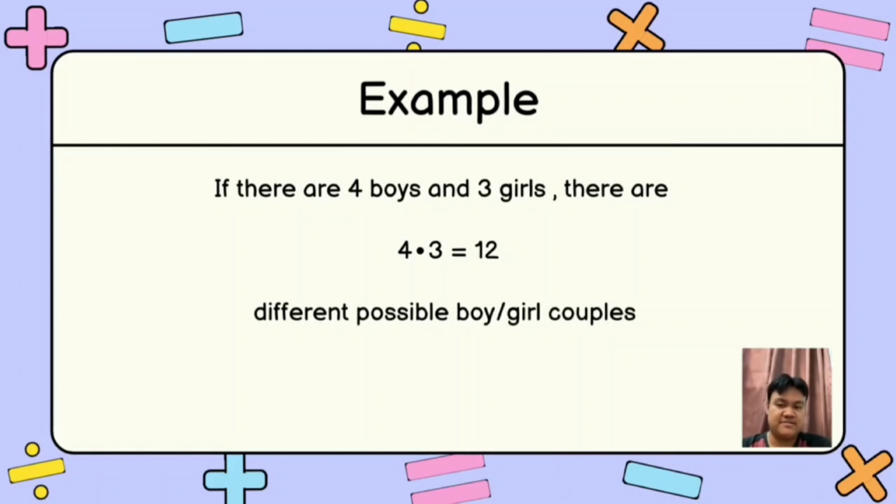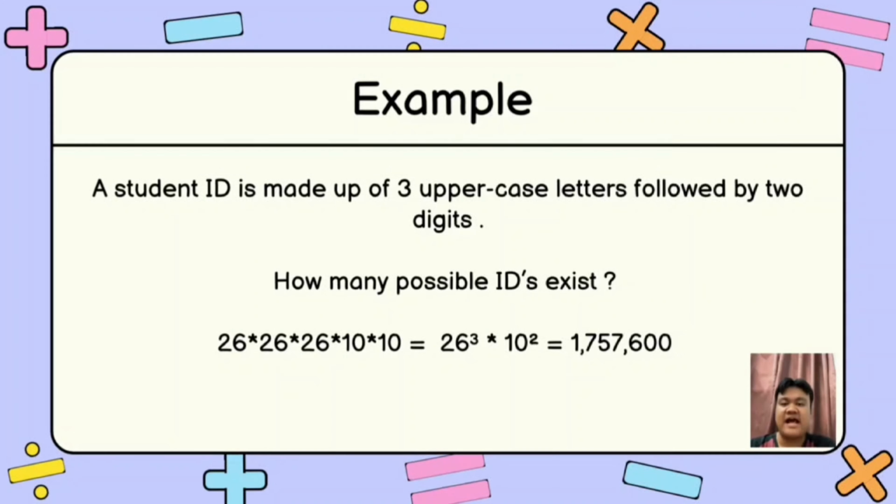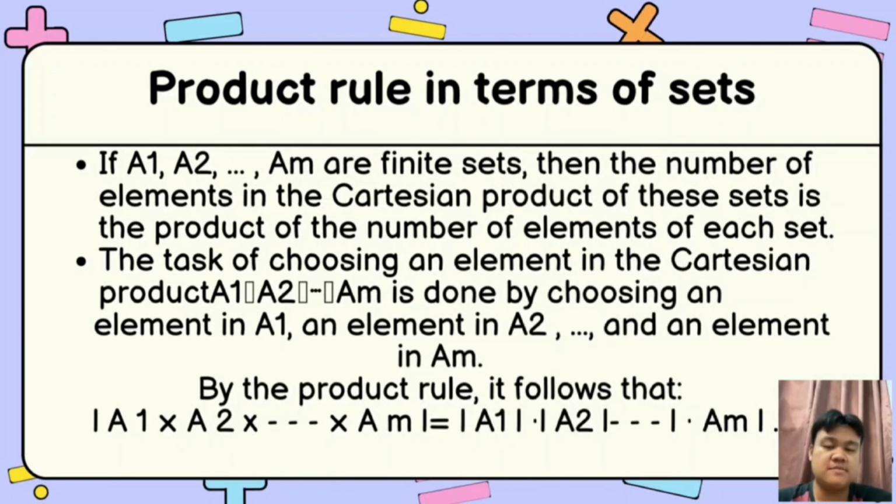For another example, a student's ID is made up of 3 uppercase letters followed by 2 digits. The 3 uppercase letters are the first variable and the 2 digits are the second variable. How many possible IDs are there? The English alphabet has 26 letters, so 26 times 26 times 26, and the 2 digits are 10 times 10. In other words, 26 to the power 3 times 10 to the power 2 equals 1,757,600.